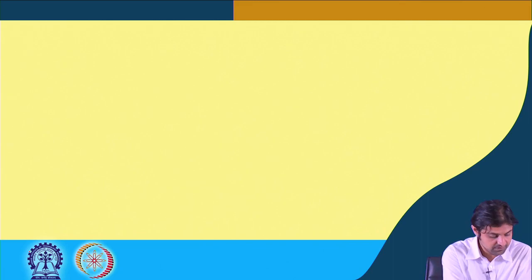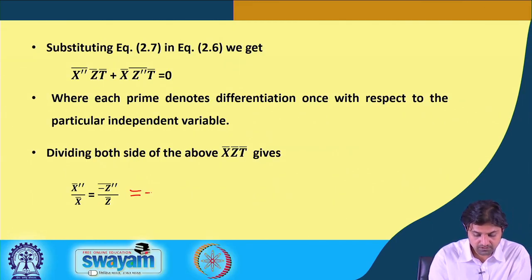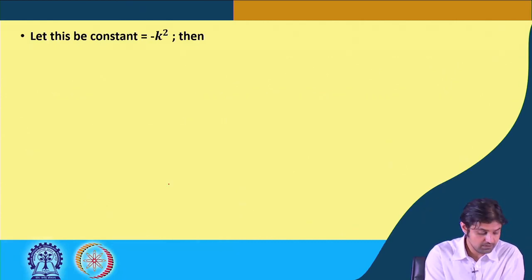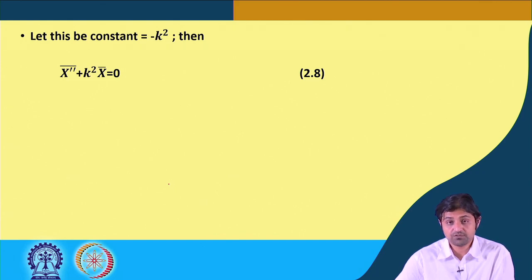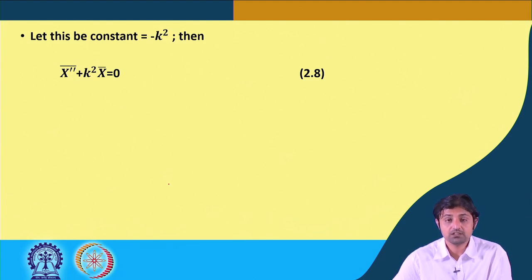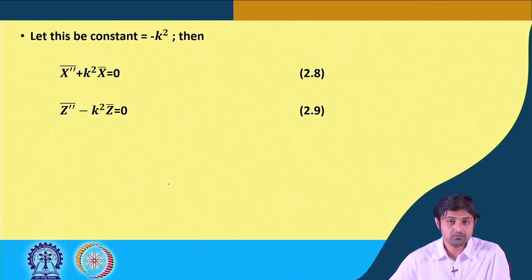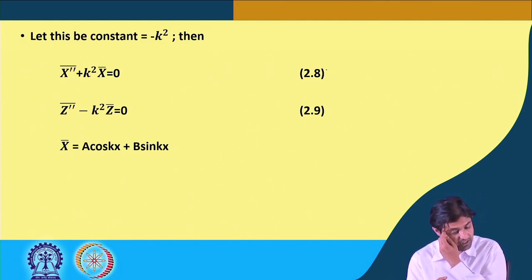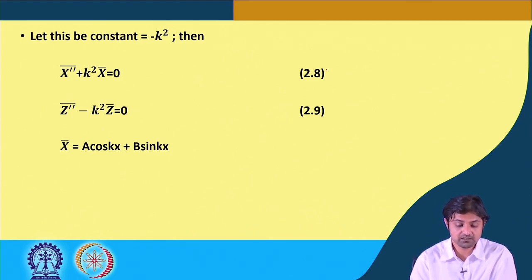Now, let us say this is a constant, minus k square. Then we can write one of the equations as X double prime bar plus k square X bar is equal to 0, and the second one will be Z double prime bar minus k square Z bar is equal to 0. These two are very famous equations. The solution for this is standard. So, X bar from 2.8 can be written as a cos kx plus b sin kx.